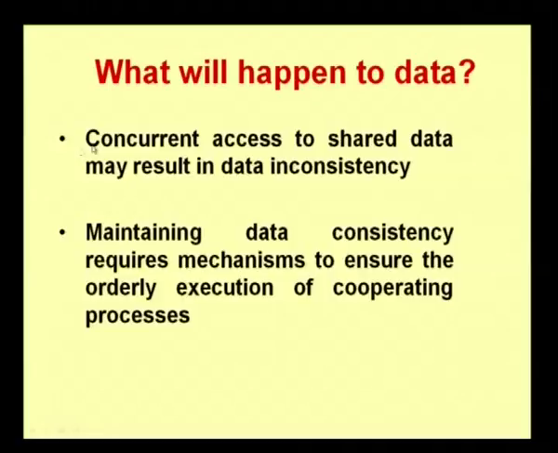So what is a critical section? If it is going to enter into a critical section, how is it handled? Here is what will happen to a data. First we will see what will happen to the data that has been put in a process. Here the concurrent accesses to shared data may result in data inconsistency, because at the same time you are going to access the data which has been shared and it will result in inconsistency.